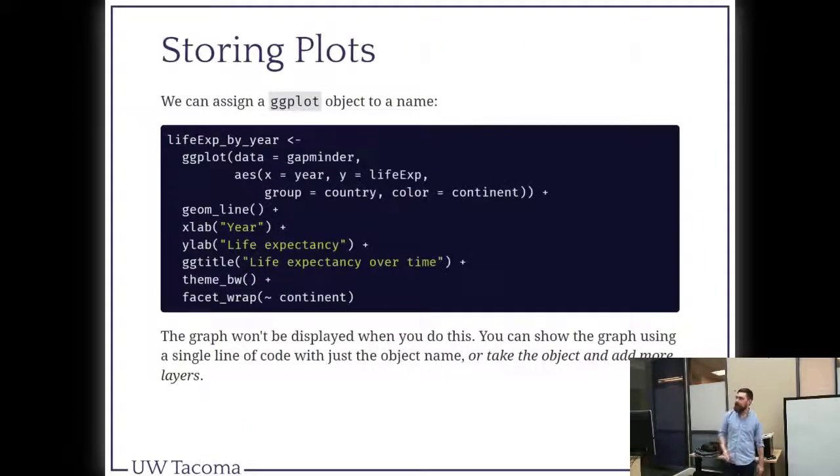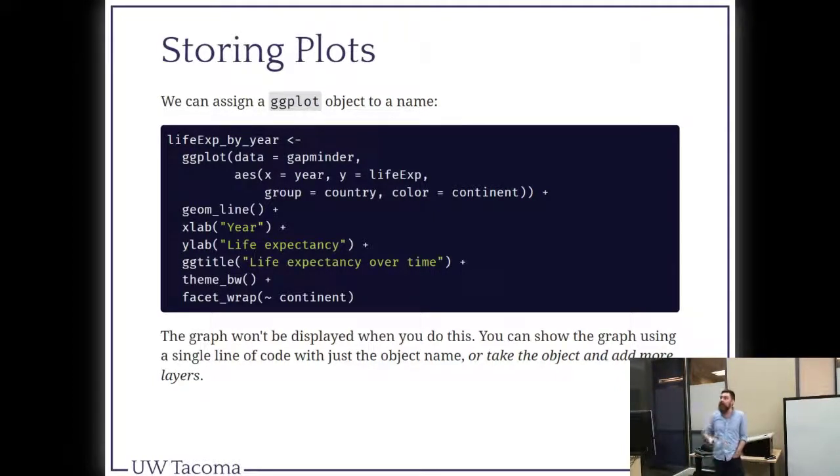Okay. If you want to store a plot, so if you're making a bunch of plots, say in an R script, and you want to store them to an object to use them later, or save them to disk as the R object, you can just assign the output of the entire ggplot chain of commands to an object. So this is that previous slide's plot. I save it to an object, life expectancy by year. It just writes the whole thing to that object.